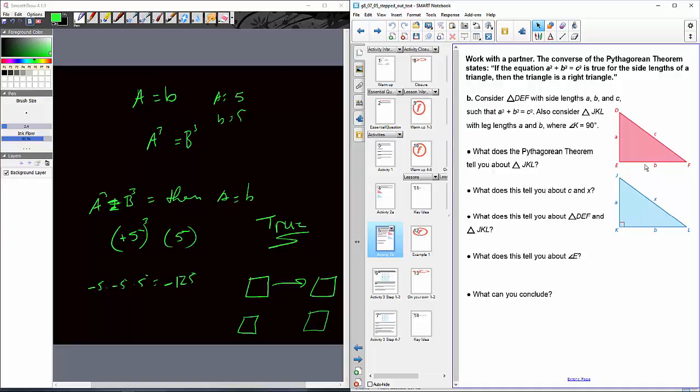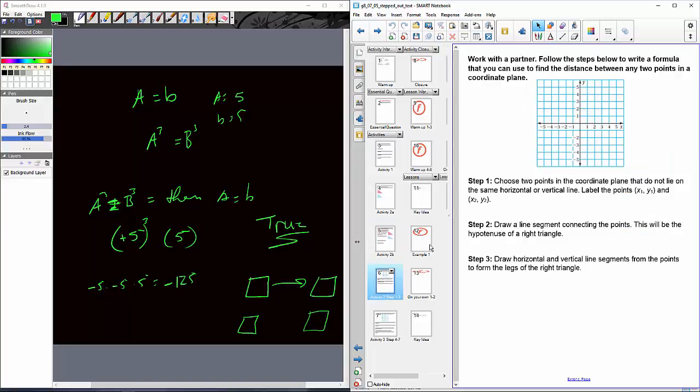What does it tell you about c and x? These look like they're the same triangle, right? So c is equal to x. What does this tell you about DEF and JKL? That they're congruent. What does this tell you about angle E? Well, if I look at the corresponding angle on this triangle, it's 90 degrees. So E must be 90 degrees as well. And what can I conclude? That these are both right triangles.